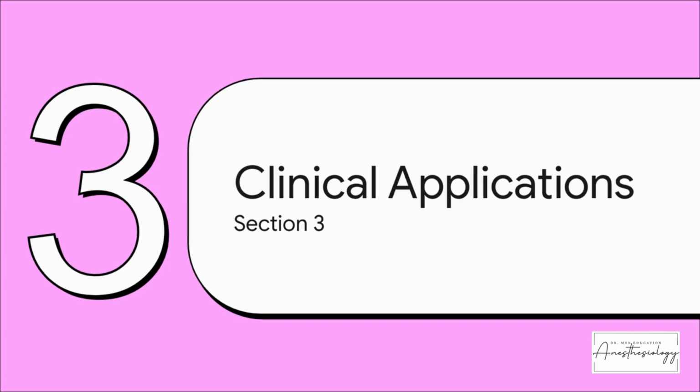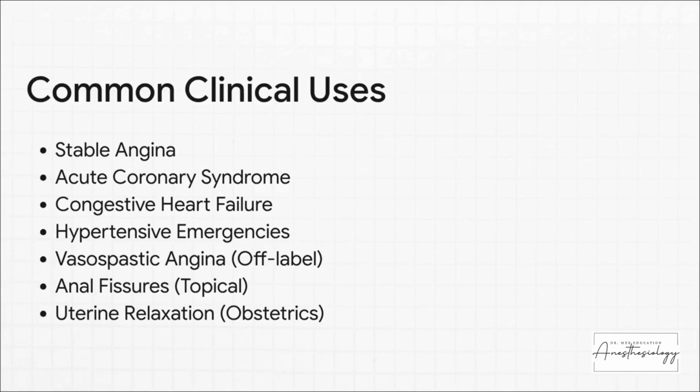Okay, so with that mechanism in mind, let's see how this translates into practical, everyday use across different clinical scenarios. The applications for nitroglycerin are surprisingly broad. You have, of course, the cornerstone uses in emergency cardiac care, like for acute coronary syndrome and hypertensive emergencies, but you also see it in more specialized areas, like obstetrics, for conditions like uterine tetany or a retained placenta, where you need rapid uterine relaxation.